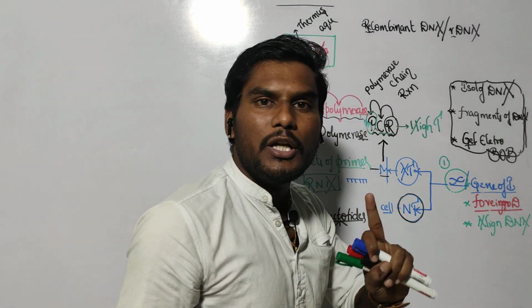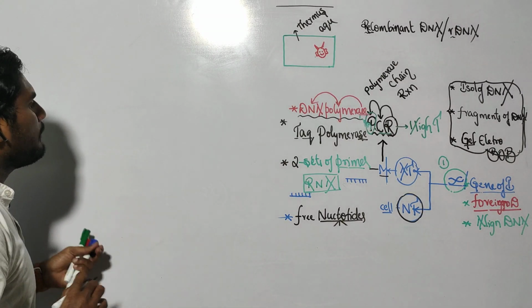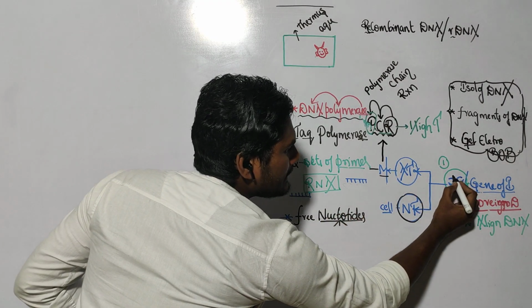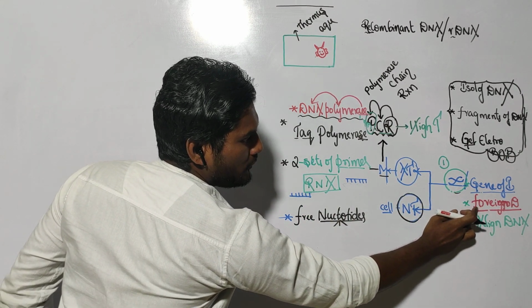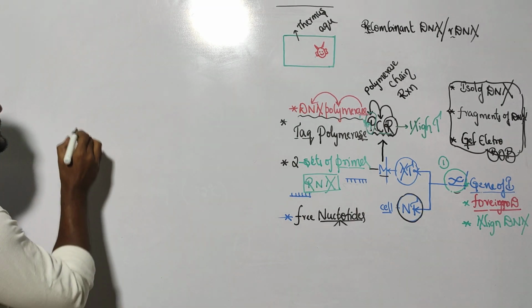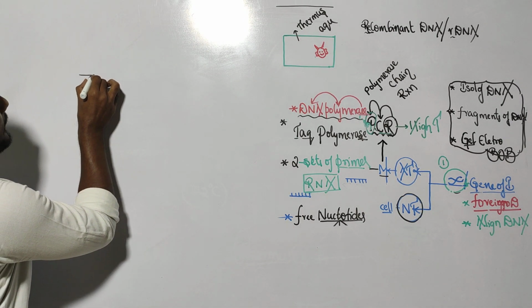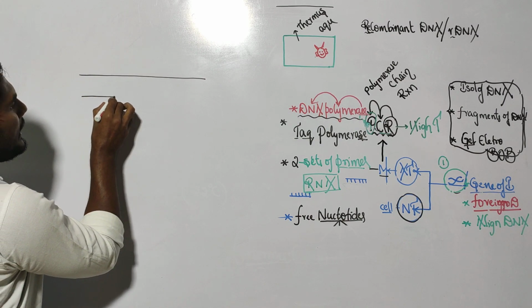This is what molecule? Nothing but a DNA molecule. For convenience, let me write that DNA molecule somewhat large. This gene of interest, which we call foreign DNA, which we also call alien DNA, I am representing here. This is strand number 1 and this is strand number 2.